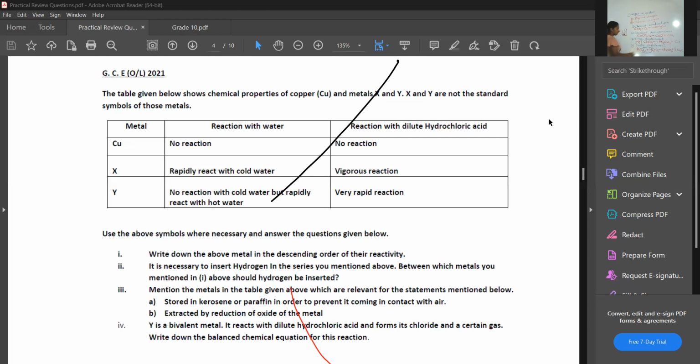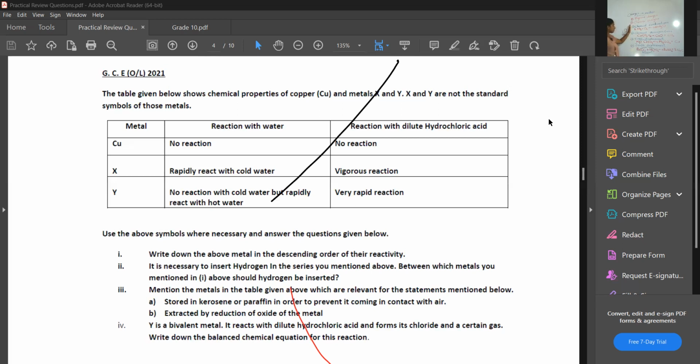Look here. Double displacement: barium displaces sodium and combines with sulfate, and then sodium combines with chloride, forming barium sulfate and sodium chloride. There also you have to write the balanced equation.